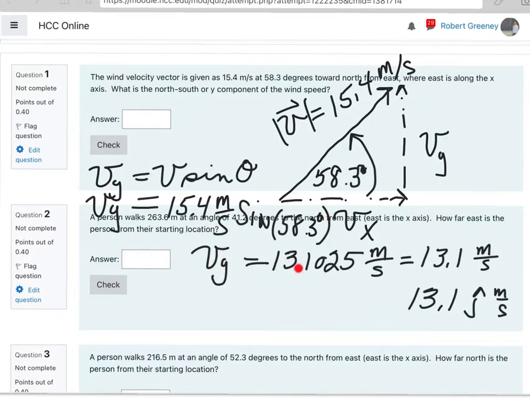and I get vy equals 13. I run out all those digits in case I need them for a later calculation. But when I report the answer, since the data is 3 significant figures, my answer has to be 3 significant figures, and so the y component is 13.1 meters per second.